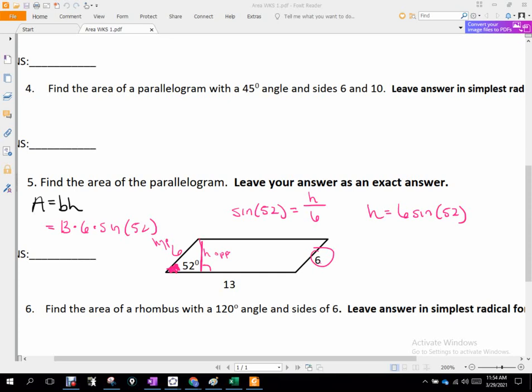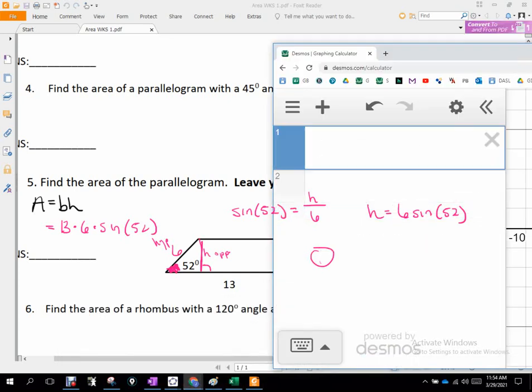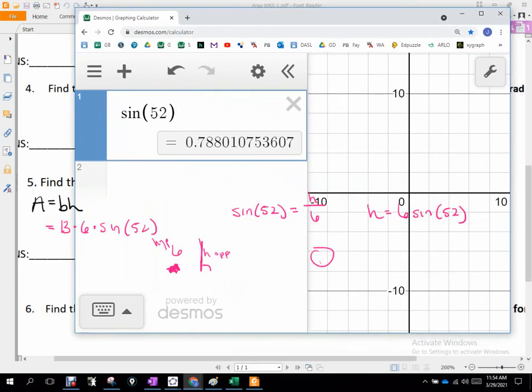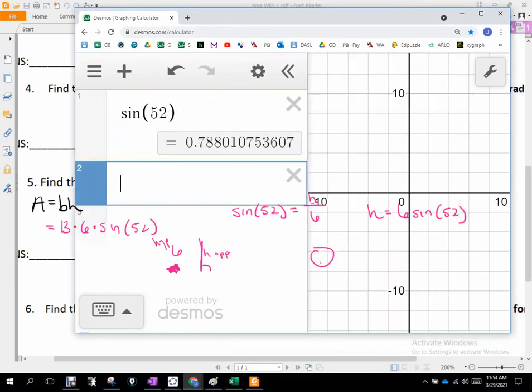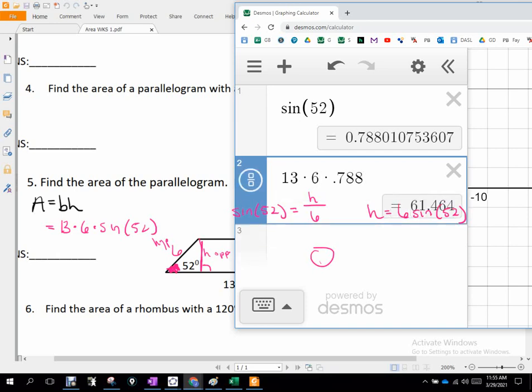Okay, so if I look at those three numbers up there, let's actually write this out on Desmos real quick, because the question asks you to leave it as an exact answer. So if I'm on Desmos, and I ask this thing to find sine of 52, okay, there's the 0.788 that I was talking about. Just want to make sure I'm in the right mode. I should be, degrees, yep. So right now what we really have here is 13 times 6 times this number 0.788 that keeps going on forever, right? And never repeating.